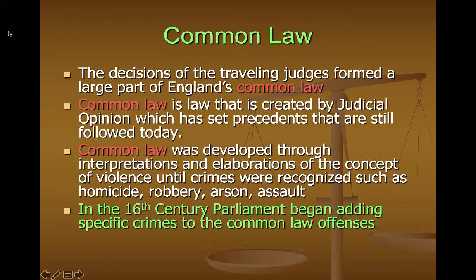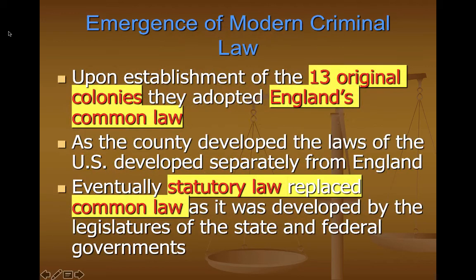Then we have common law. The decisions of the traveling judges formed a large part of England's common law. Common law is law that is created by judicial opinion, which has set precedents that are still followed today. Common law was developed through interpretations and elaborations of the concept of violence until crimes were recognized, such as homicide, robbery, arson, and assault. In the 16th century, Parliament began adding specific crimes, other than the ones above, to the common law offenses.